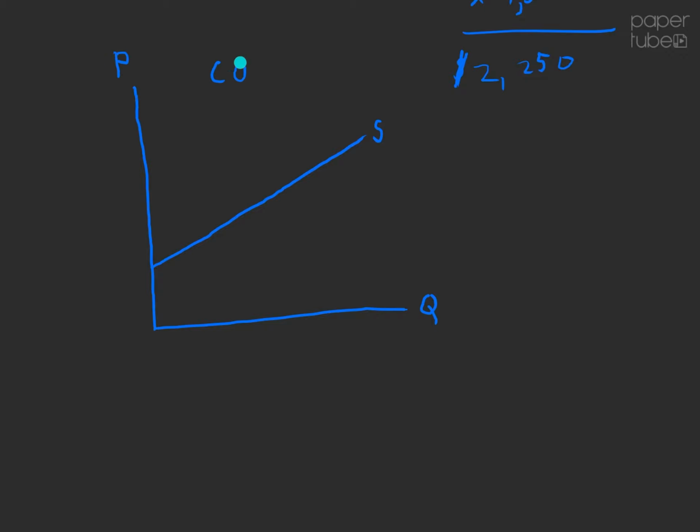Let's see producer surplus on a market diagram. So I'm going to draw a supply curve for the corn market, and I'm going to put a price of $3 and a quantity of 4,500 on that supply curve. And I'm going to shade in the producer surplus. The producer surplus is the area above the supply curve and below the price that the producer receives for the product. So the green shaded area is the producer surplus.